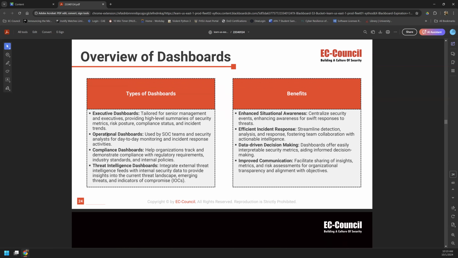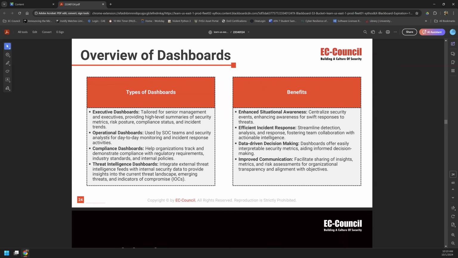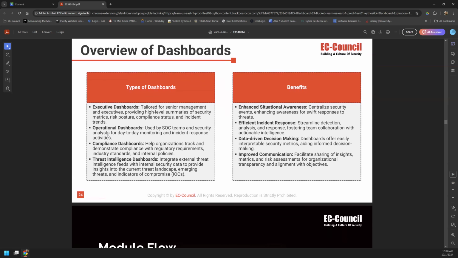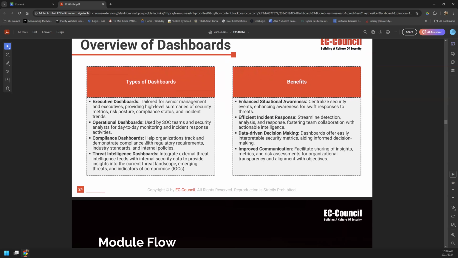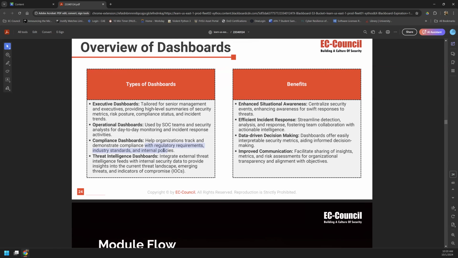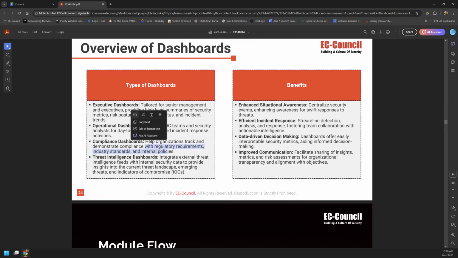You're going to have our compliance dashboards. This will help you track and demonstrate compliance with regulatory requirements, industry standards, and internal policies. This could be like your five nines. Have you broken down through your regulations and standards that you set forth? And then you'll have your threat intelligence dashboards.